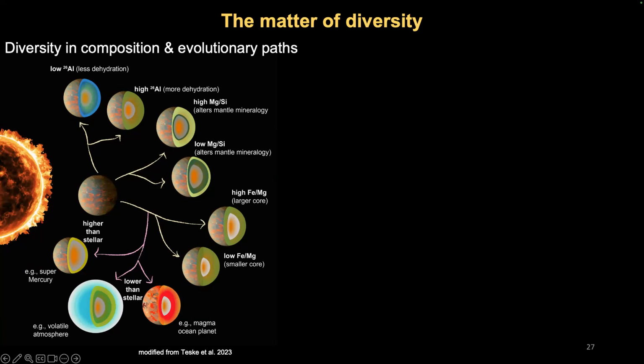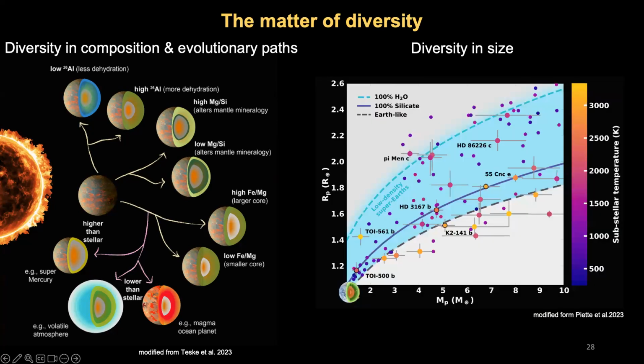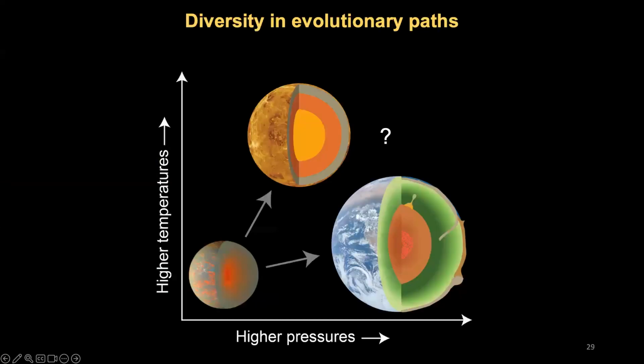We need to be considering diversity in composition, because every single planet can evolve in a million possibilities. We need to consider the importance of evolutionary path, as has been said. But we also need to consider diversity in size. Things might not be super weird, but might be super weird in terms of size. Some of this has been said.